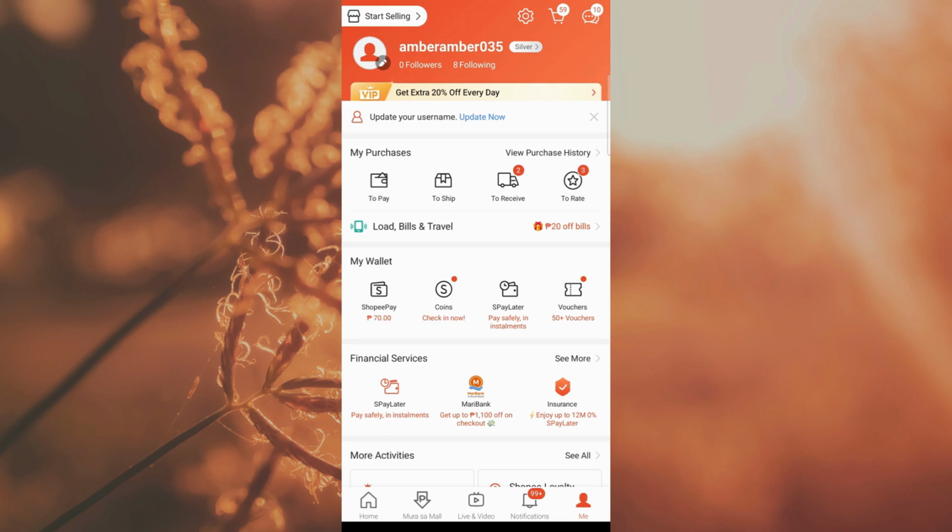If your goal is simply to use SPayLater responsibly, keep everything inside the Shopee ecosystem. Choose SPayLater at checkout for eligible items, review the repayment schedule, and pay on time to avoid interest and penalties. Check your statements regularly so you know your due dates and the total repayment amount before you commit.